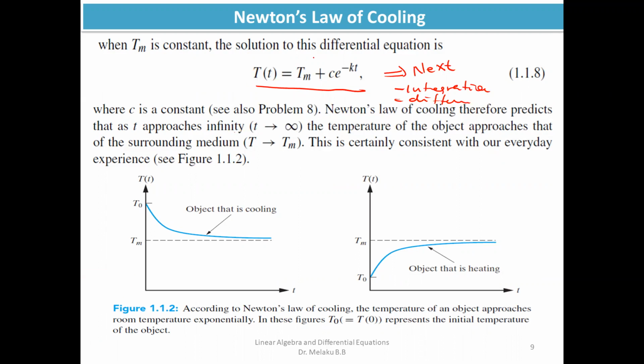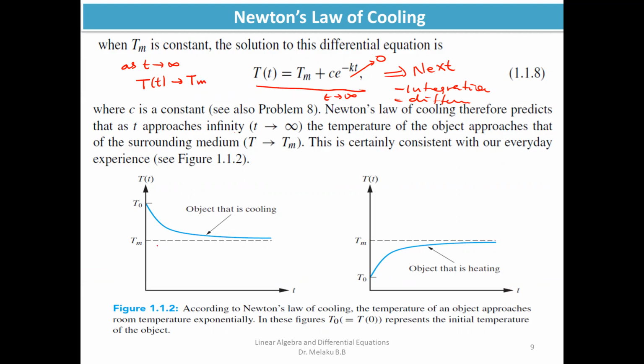As you can see here, this is a general equation, the solution for Newton's law of cooling. When t is very high, as t goes to infinity, this term will go to 0. Therefore, as t goes to infinity, T at t goes to T of the medium, Tm.